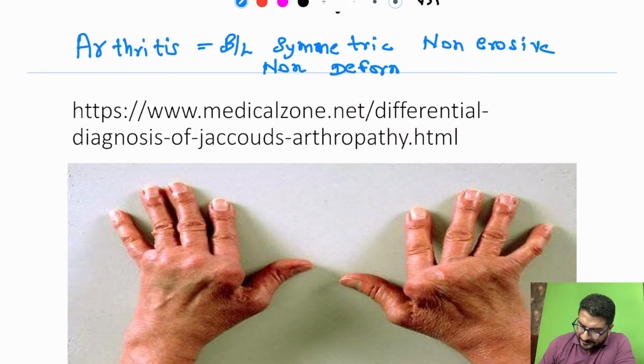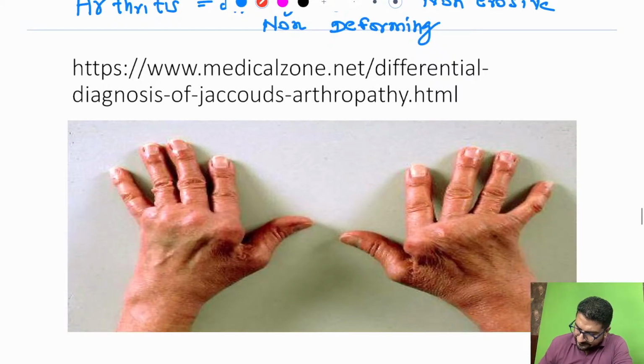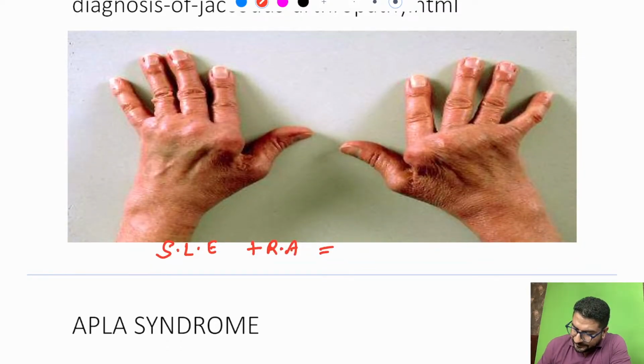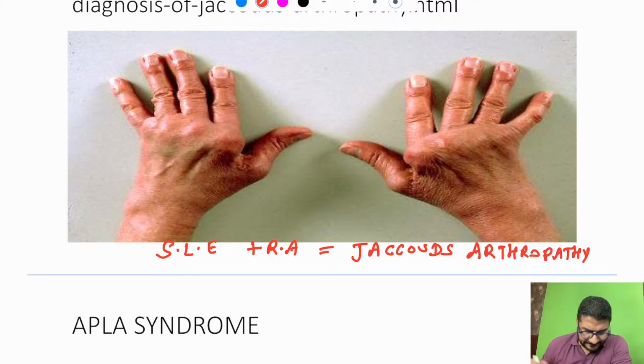But if the patient has rheumatoid arthritis along with SLE, then this arthritis can be deforming and erosive. I repeat, normally in SLE the arthritis is non-erosive, non-deforming. But if there is rheumatoid arthritis along with SLE, then this arthritis will be erosive and deforming, and this is what we call Jaccoud's arthropathy.